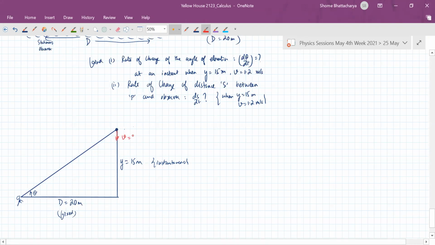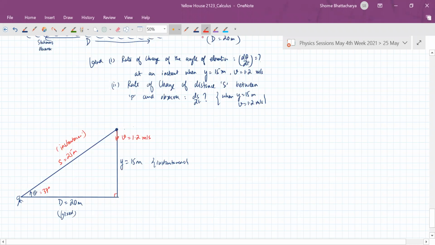This v at this moment is 1.2 meters per second. Now this may be instantaneous, this may be fixed, we don't know, but the important thing is that the rate of change is this much. Therefore, this value of s at that particular instant will come out to be 25 meters, so this is an instantaneous value. You'll also realize that theta at this particular instant is 37 degrees, because it's tan inverse of 3/4.